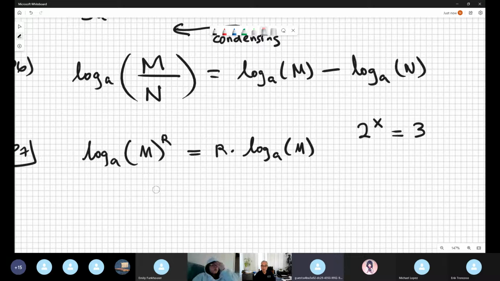2 to the x equals 4, yes, pretty easy. Because I know it's 2 to the second power. Therefore, x is 2. Okay, cool. But 2 to the x equals 3, or 5, or 7, it's impossible to solve this exponential equation using the traditional way. Now, well, professor, so now what should I do?